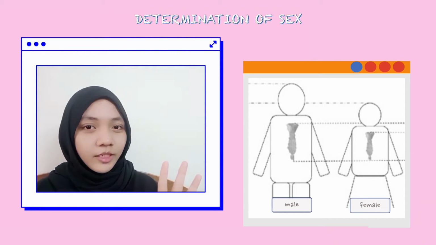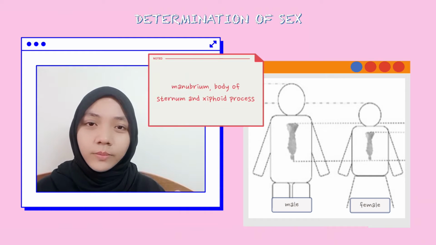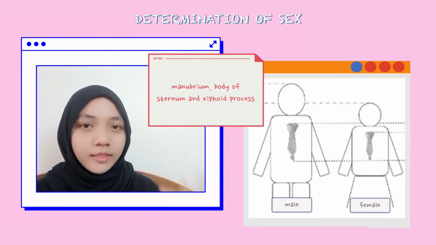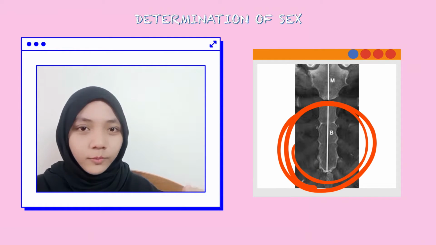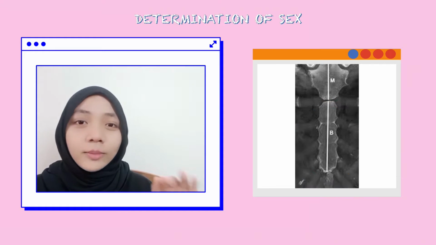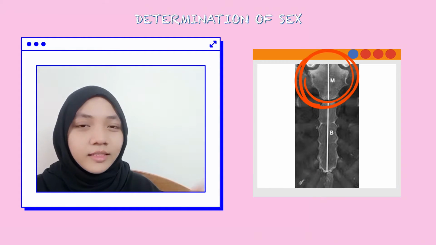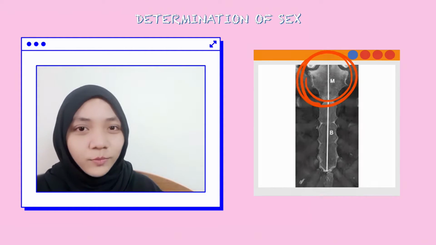The sternum consists of three parts, which are the manubrium, the body of the sternum, and the xiphoid process. In males, the body of the sternum is 2 times longer than the length of the manubrium, while in females, the body of the sternum is less than 2 times the length of the manubrium. So that's all for determination of sex.